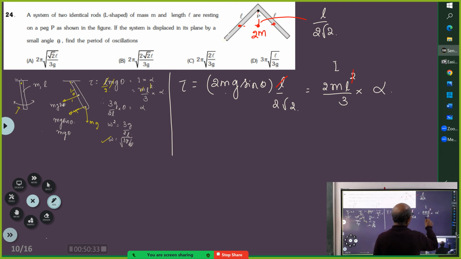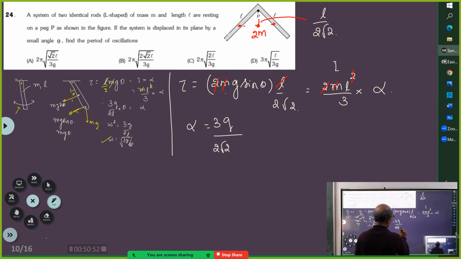So one L will get knocked off, the m's will get knocked off, the 2's will get knocked off. Therefore alpha will be equal to 3g by 2 root 2 L into theta, because theta is very, very small, that is the consideration we have to take. And therefore, omega square is going to be 3g by 2 root 2 L.